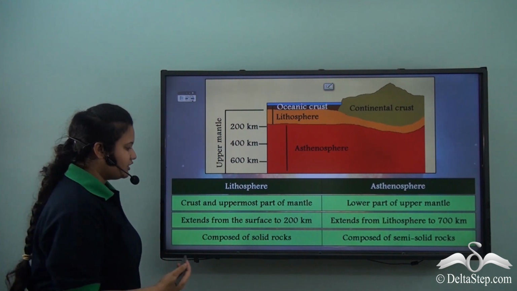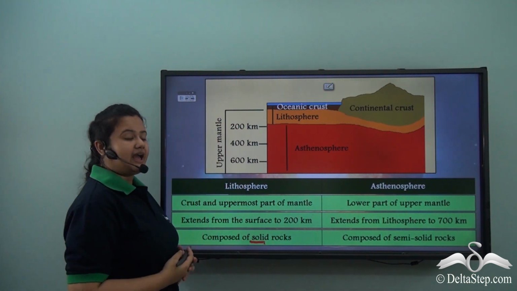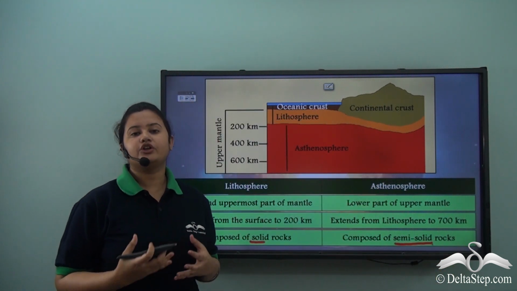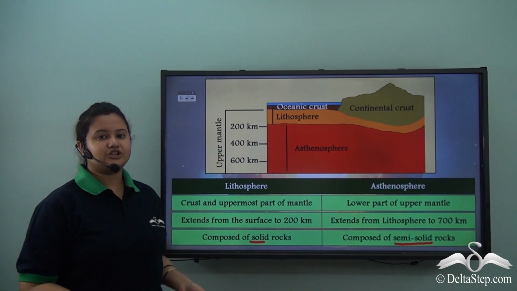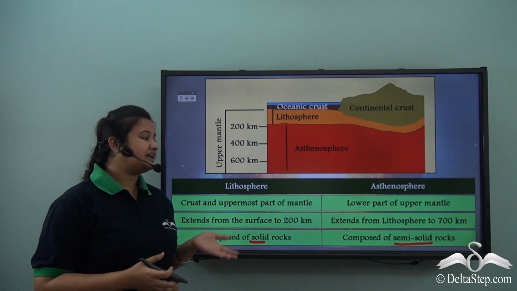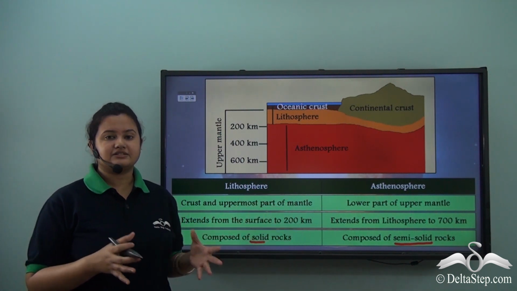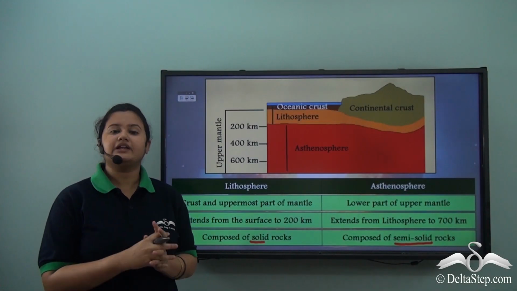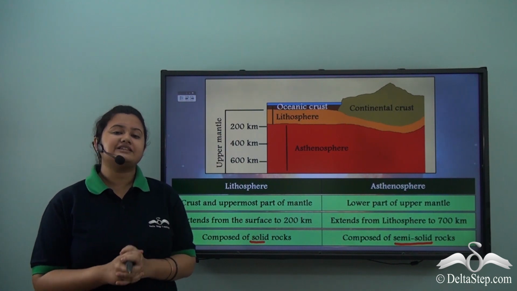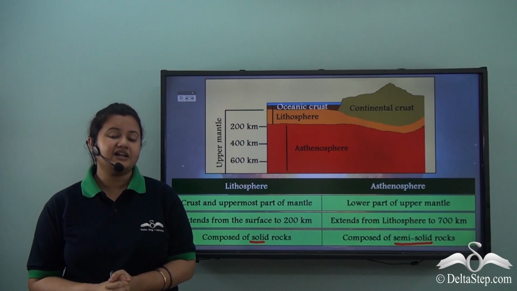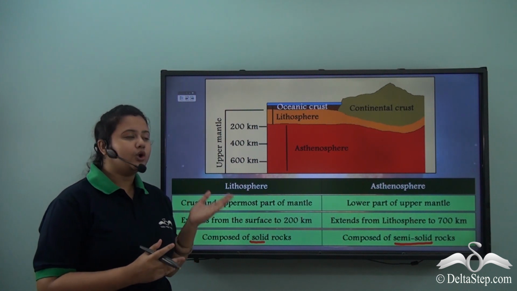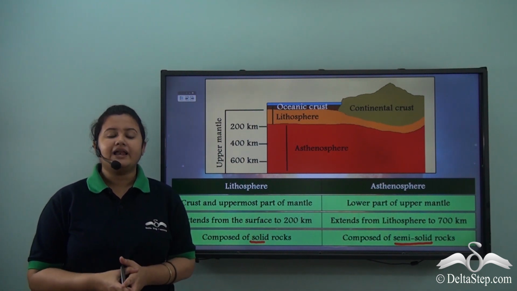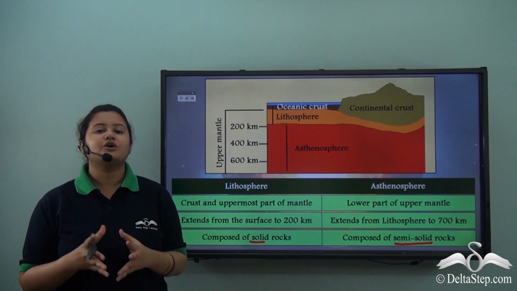Lithosphere comprises of solid rocks, while asthenosphere is composed of semi-solid rocks. Well, I already told you that due to extreme rise in temperature, the rocks partially melt and they become soft. So rocks in asthenosphere are found in semi-solid state. So we understood the differences between lithosphere and asthenosphere. Lithosphere is a part of both crust and upper mantle, while asthenosphere lies in the lower part of upper mantle. And lithosphere comprises of solid rocks, while asthenosphere comprises of soft molten rocks.